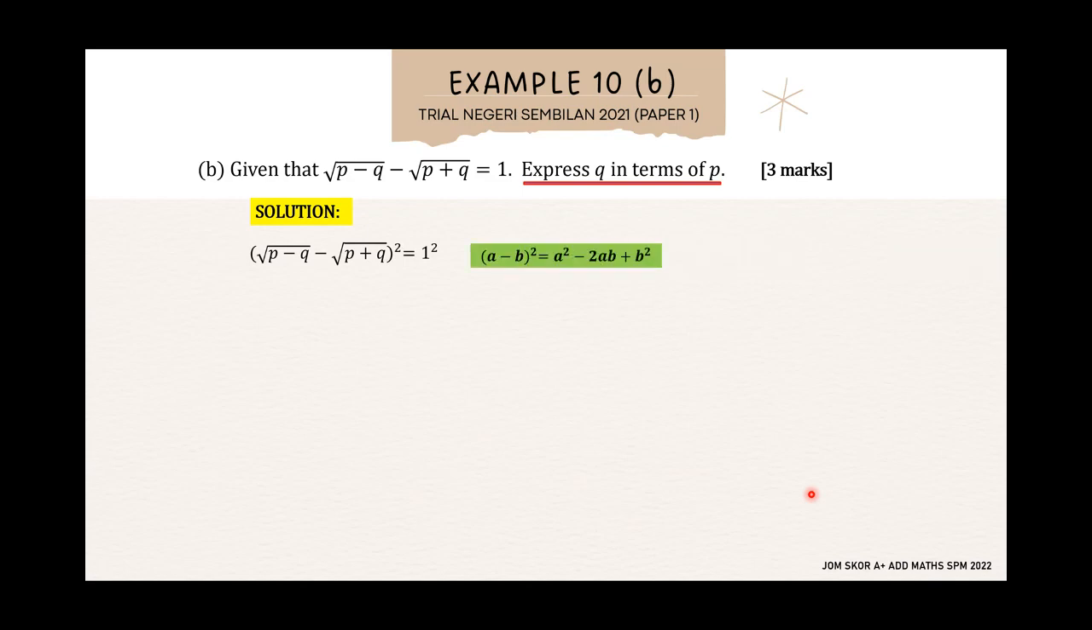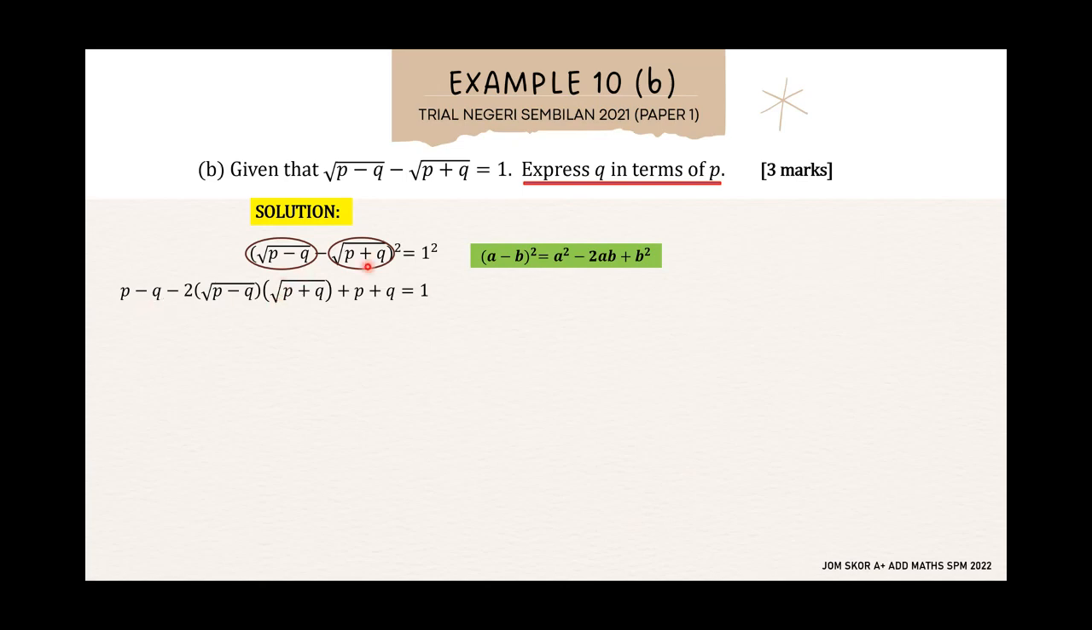Kita boleh gunakan ini lagi. Kalau cari (A minus B) square bersamaan dengan A square minus 2AB plus B square. Okay, right. In this case, A kita adalah ini, nilai B kita adalah surd (P plus Q). Okay, so kita nak pecahkan bracket sekarang. Yang ni, right? Dan ni, A dan B. Okay, so surd (P minus Q) square kan, kita akan dapat nilai asal, P minus Q.